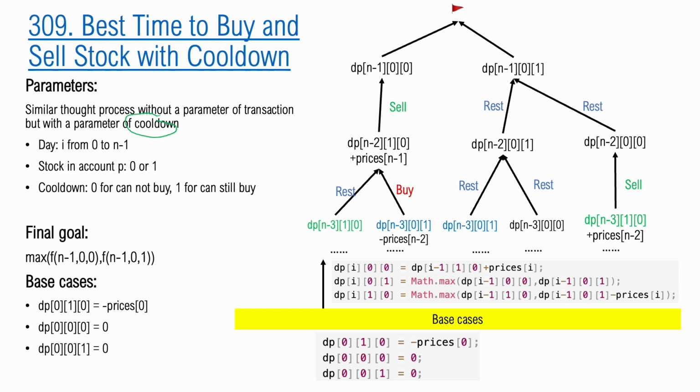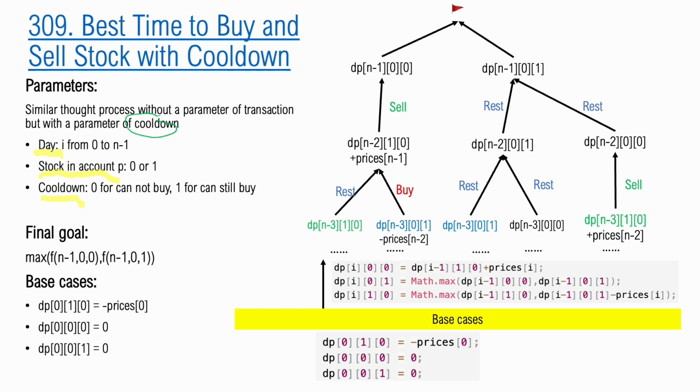So we will still have the parameter of day. We will still have the parameter of number of stock in our account, and we will have the third parameter called cooldown. When it's 0, it means that we can't buy, it's in the cooldown phase.